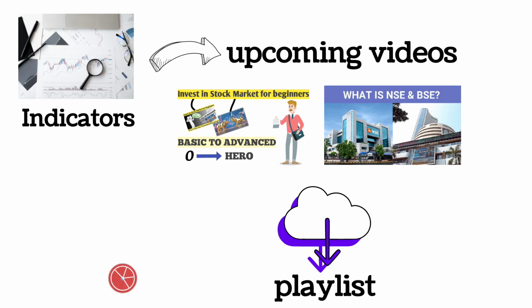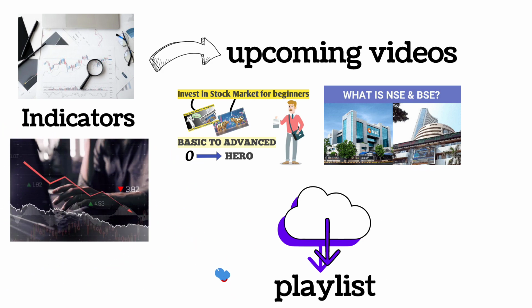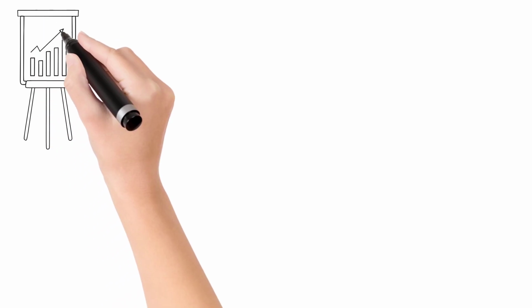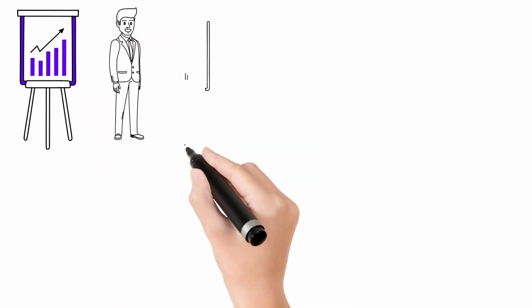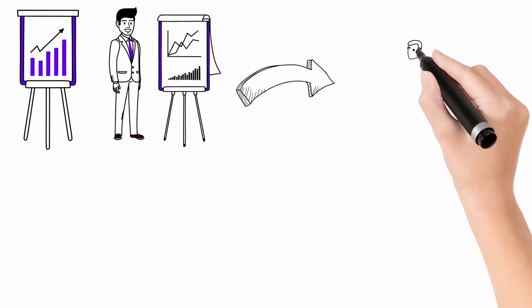Technical analysts also use chart patterns to identify potential trading opportunities. These patterns can include head and shoulders, triangles, and double tops and bottoms, among others. These are the most important things, which I will cover later.